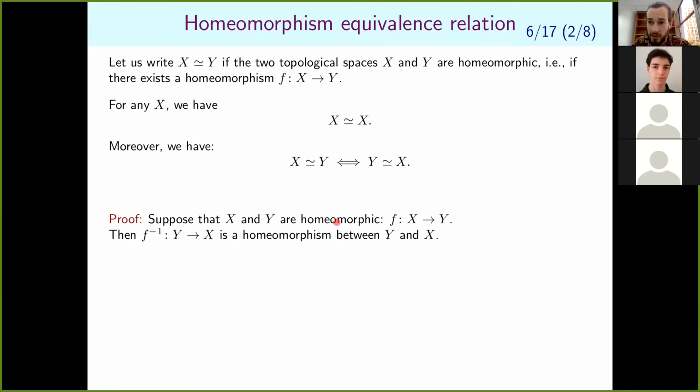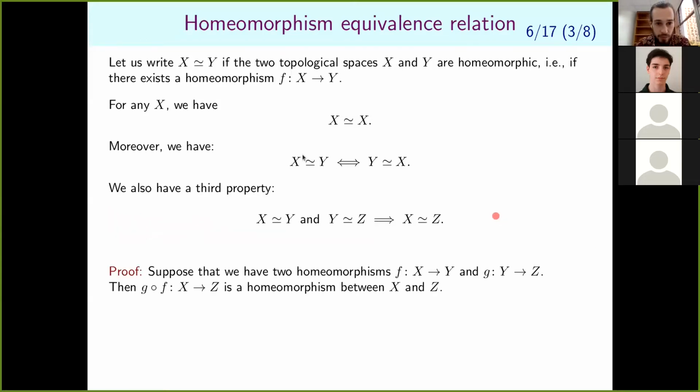We have something else, which is called symmetry. If a topological space X is homeomorphic to Y, then Y also is homeomorphic to X. And this is because if you have a homeomorphism between X and Y, then its inverse is a homeomorphism between Y and X.